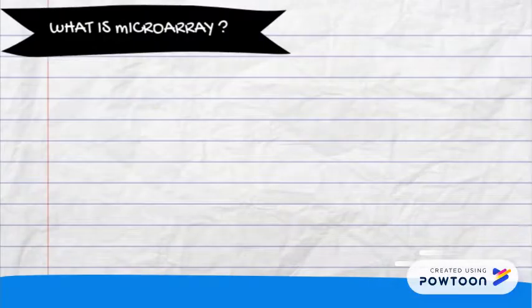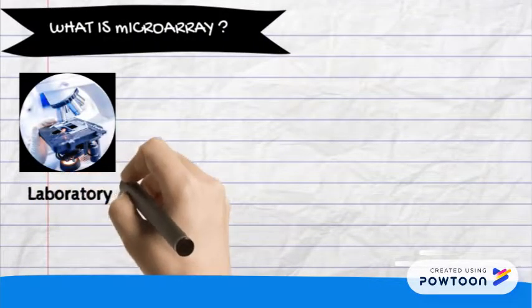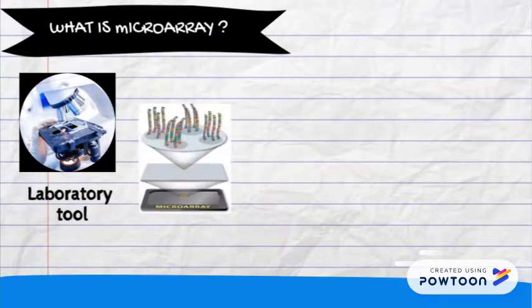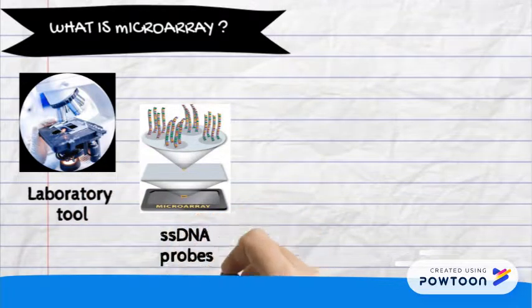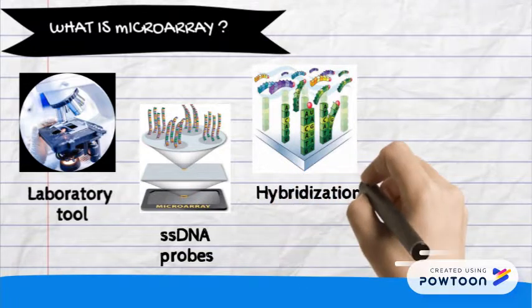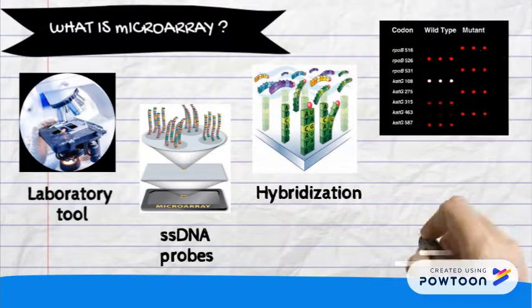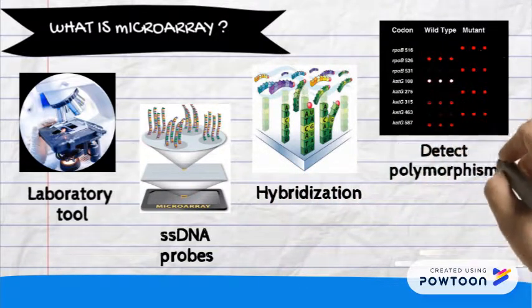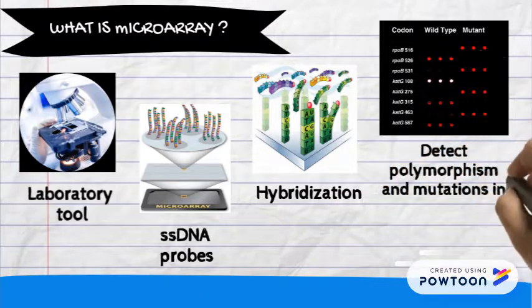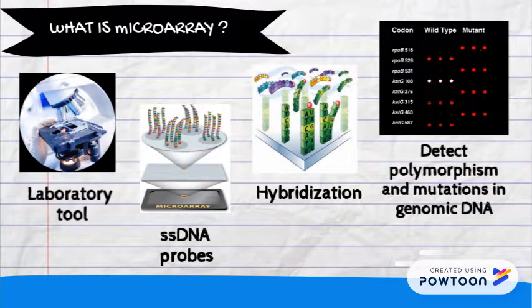A microarray is a laboratory tool in which a pattern of single-stranded DNA probes are immobilized on a surface called a chip or a slide. Microarray assays large amounts of biological material using hybridizations to detect a specific DNA or RNA in a sample.